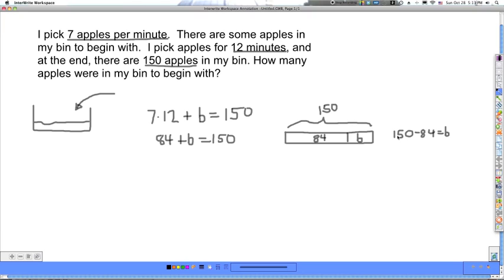150 minus 84, 150 minus 4. Let's do it this way. 150 minus 80 is 70, and then 70 minus 4 is 66. So 66, that's what B is. Those are the number of apples that I had in my bin to begin with.